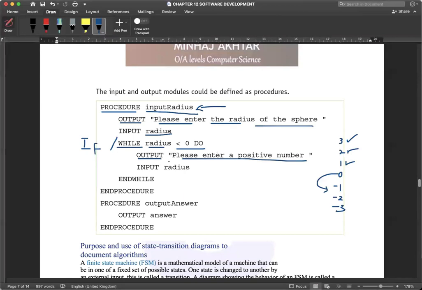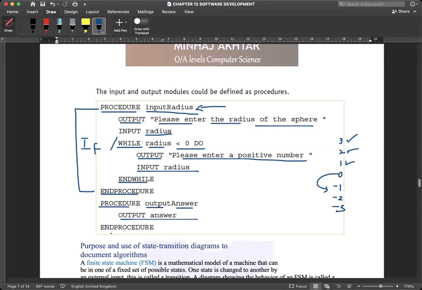Okay. Basically, a value less than 0 can't be entered. If it is, then you need to output an error. Definitely it will not take that value. So again, you have to input the radius. Then end while and end procedure. So this is how the procedure is going to be stopped here. Then you're going to print the value of the procedure. So: output answer. Whatever the value of the radius, that value is displayed as an answer.